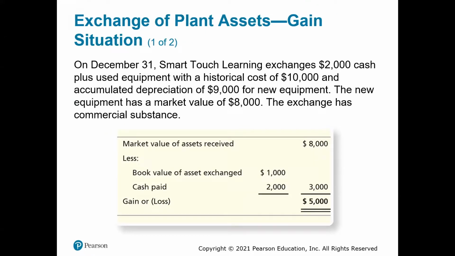Here in this example, on December 31st, Smart Touch Learning exchanges $2,000 cash plus used equipment with a historical cost of $10,000 and accumulated depreciation of $9,000 for new equipment. The new equipment has a market value of $8,000. The exchange has commercial substance. There is a $5,000 gain on this transaction.